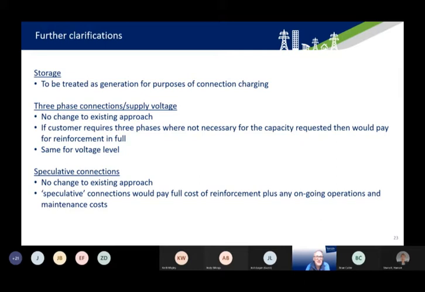And then I think the last two in this section are three-phase connections. So this is something that exists currently.